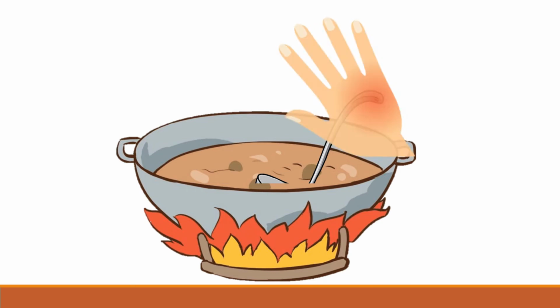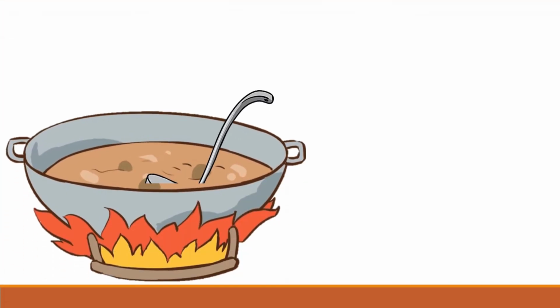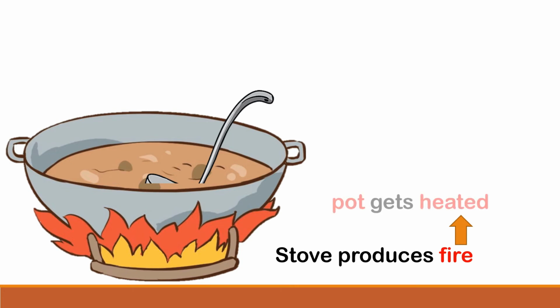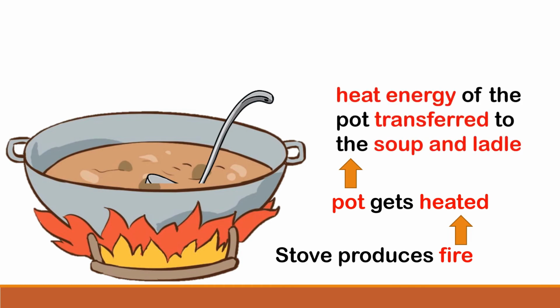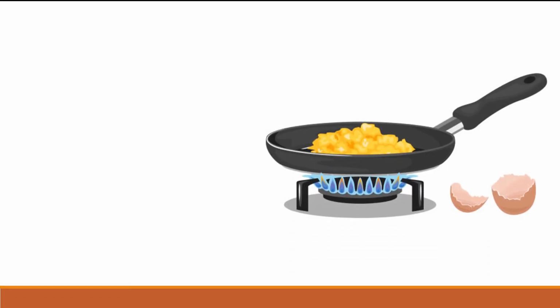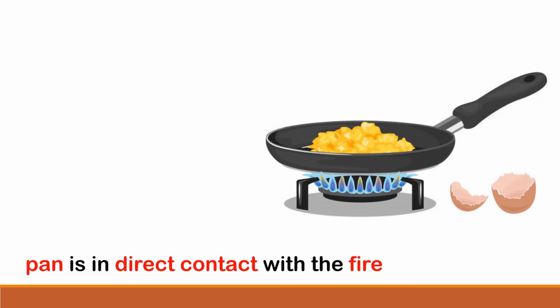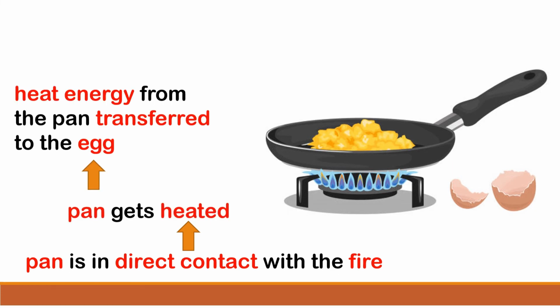Let's take a closer look at how conduction occurs. The stove produces fire. The heat energy from the fire is transferred to the pot, and the energy from the pot is transferred to the soup and into the ladle. Let's study this picture. The pan is in direct contact with the fire from the stove. The heat energy from the pan then transfers to the egg, eventually cooking it. The source of heat in this situation is the fire from the stove.